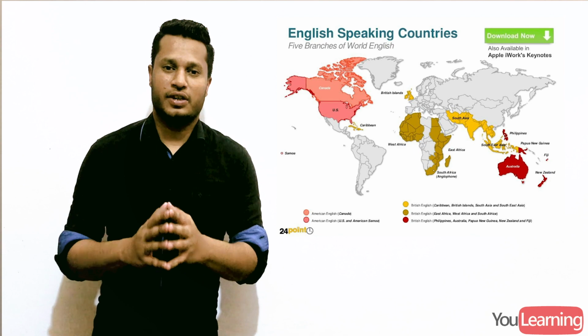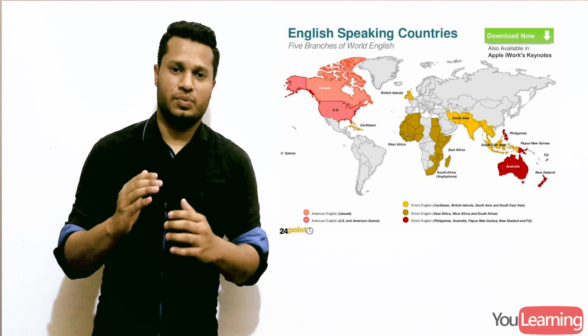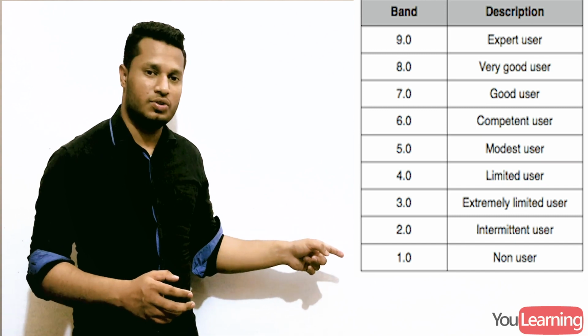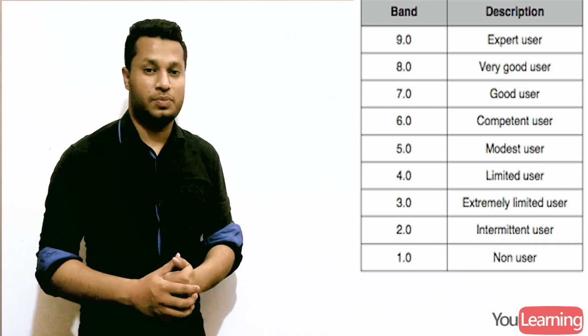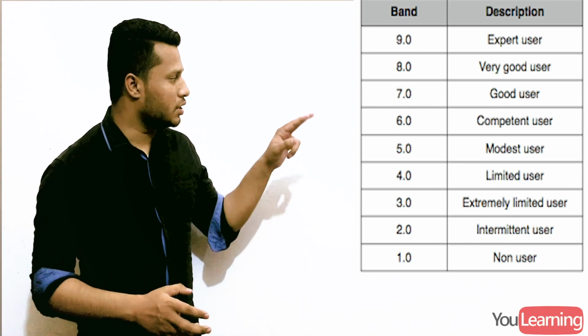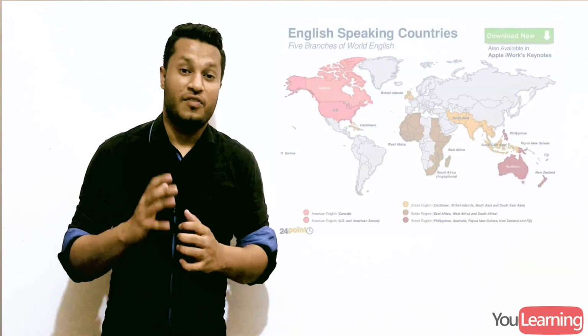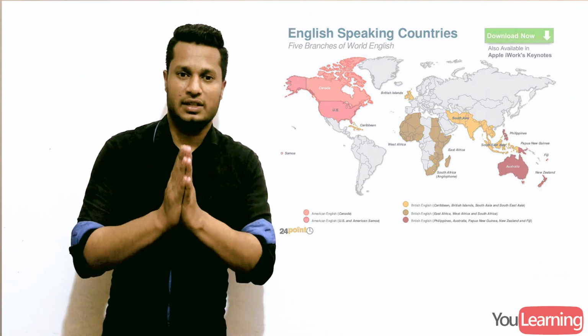IELTS is actually a yardstick to gauge the language proficiency of a non-native English speaker whenever they want to go to some other country where the medium of communication is going to be the English language. There are a total of 9 bands in IELTS, 1 being the non-user and 9 being the expert user. You have to fall somewhere between 5 and 9 bands if you want to go to some other country where the medium of communication is going to be the English language.